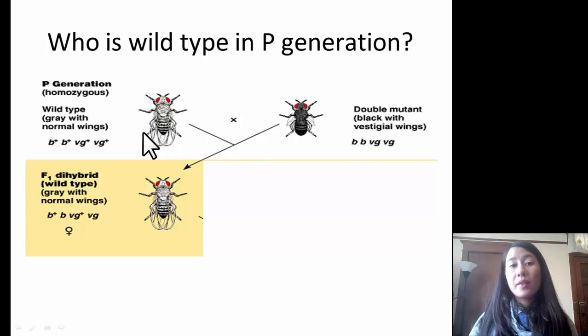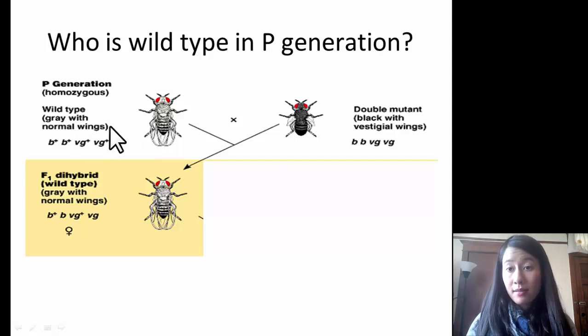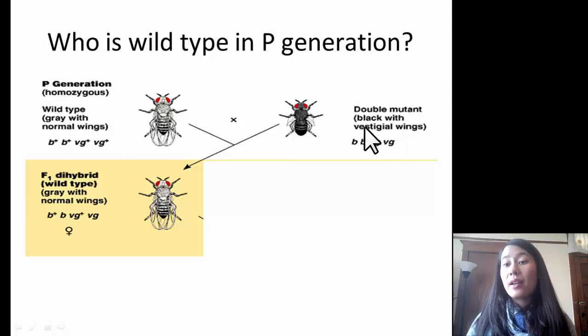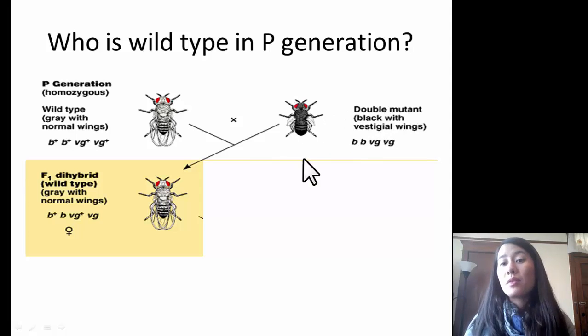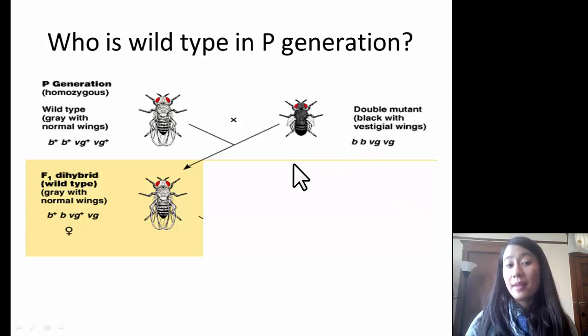So the traits that we're going to be looking at today, the wild type is a gray body with normal wings. The mutant is black with vestigial wings. In this case, this is a double mutant, so both traits are mutant traits. This is a double wild type, so both traits are wild type traits. They're going to have some offspring, the dihybrid that we see right here.